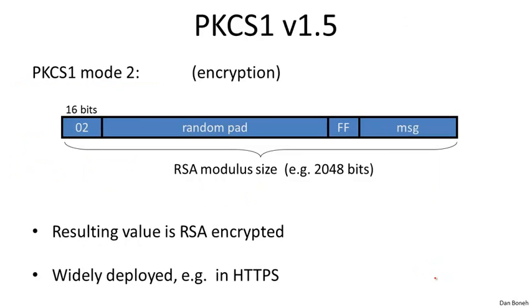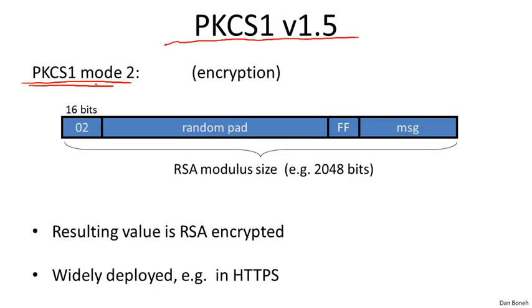An old way of doing it, which is actually very widely deployed in practice, is what's called PKCS 1 version 1.5. Public Key Cryptography Standards, that's what PKCS stands for. So I want to show you how this mechanism works, and in particular I'll show you what's called PKCS 1 Mode 2. Mode 2 denotes encryption, Mode 1 denotes signatures. So here we're going to just focus on encryption.